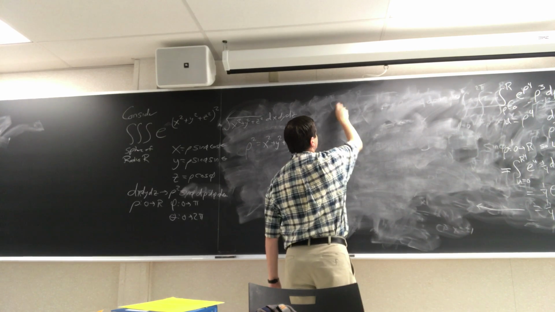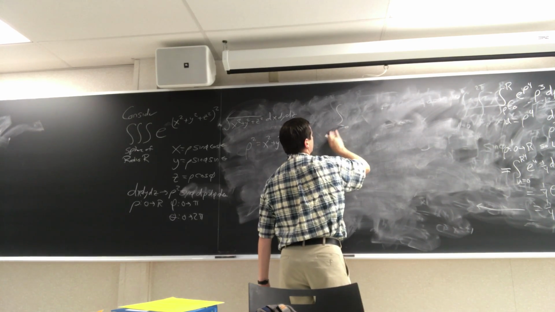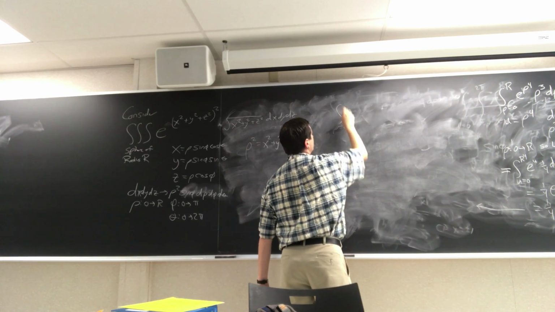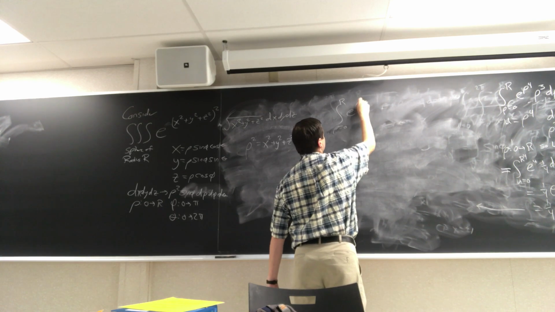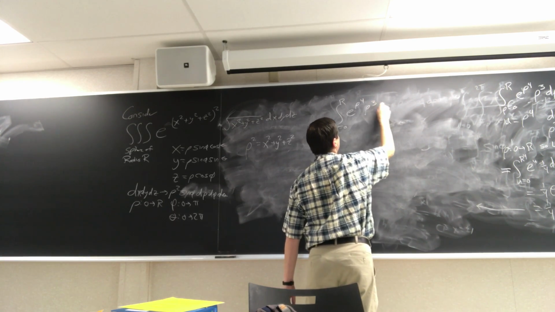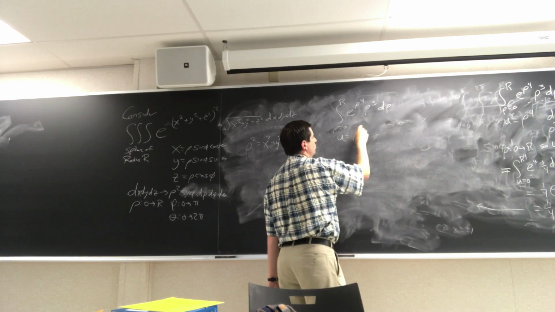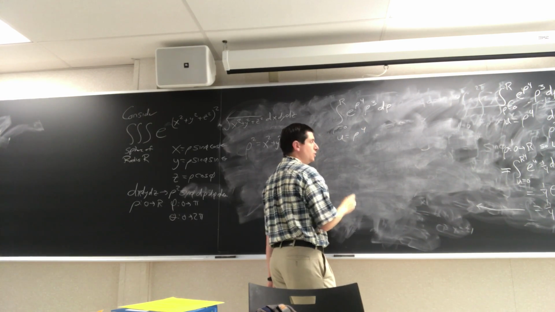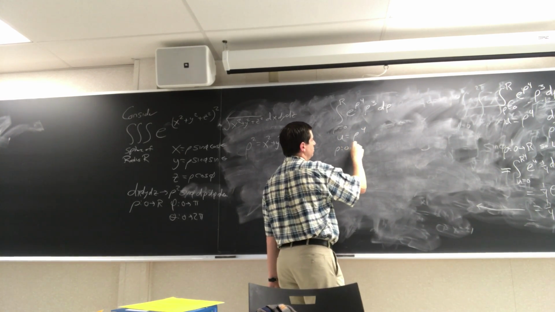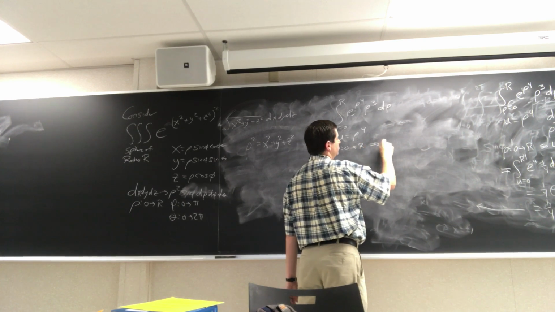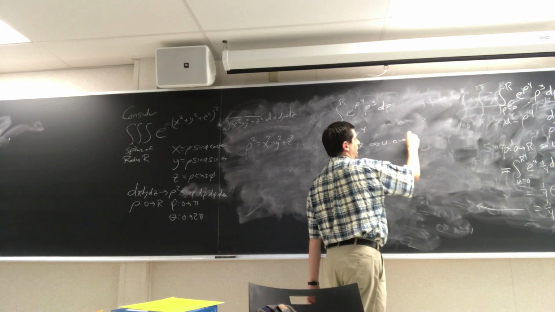So I have the integral rho goes from 0 to r, e to the rho to the 4th, rho cubed d rho. So I'm going to let u equal rho to the fourth. So rho goes from 0 to r, implies u goes from 0 to r to the fourth.